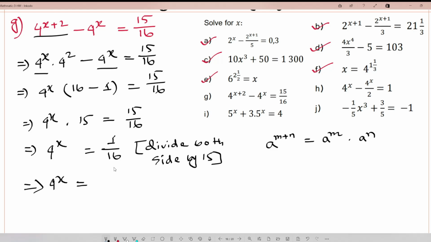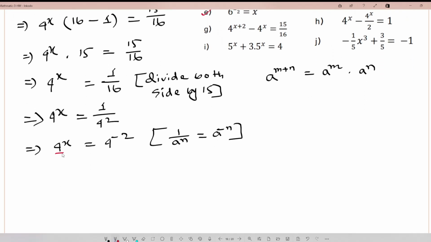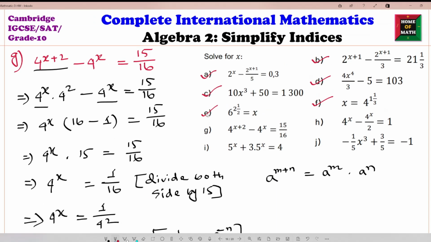Here 4 to the power x equals 1 divided by 4 squared. Now we can write 4 to the power x equals 4 to the power minus 2. This is the law of negative exponent: 1 divided by a to the power n can be written as a to the power minus n. Now look, the bases are the same, 4 and 4, so we can write x equals minus 2. This is our answer. So number G is done. We have already completed up to F.